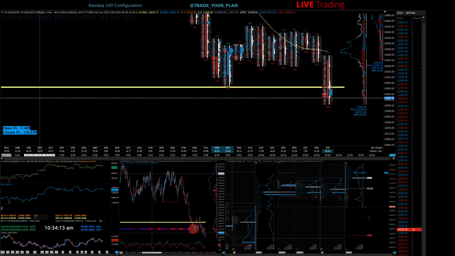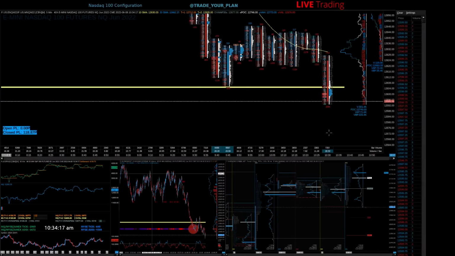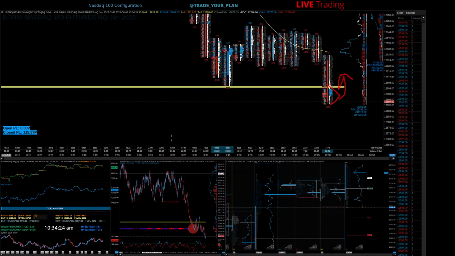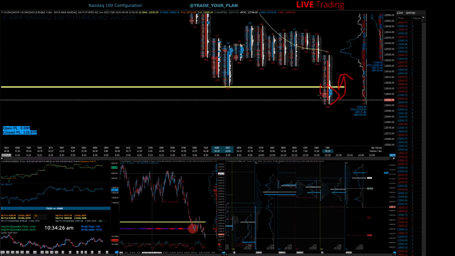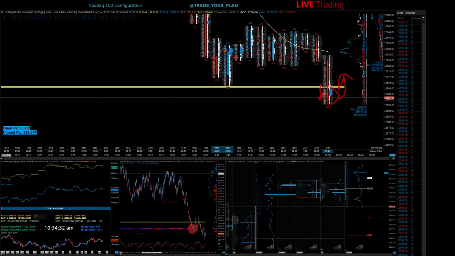I wanted to see if we got that impulse, but because we have this volume node here, I think I got a good exit. We'll see. And I think we're going to go back and test up here. So I think I got a good exit just now, by tightening up the stop, and as the market impulsed down, the stop tightened up faster than I could ever do it. We'll see.